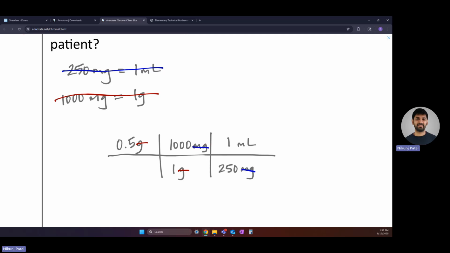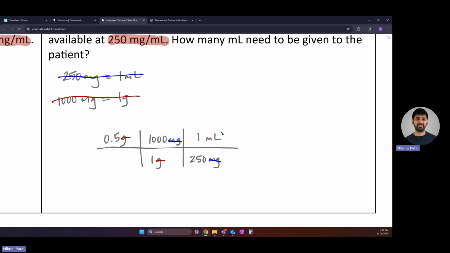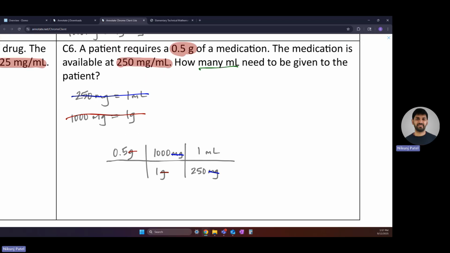So our milligrams cancel. And now we've ended up with milliliters here, and that's good because we need to know how many milliliters we need. So we're just going to finish this problem by multiplying straight across. When you do this, you should get 500 on the top and 250 across the bottom. You divide that and you end up getting 2. The patient needs 2 milliliters if they're going to get 0.5 grams of the medication.